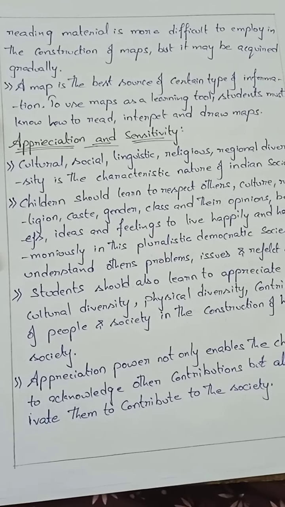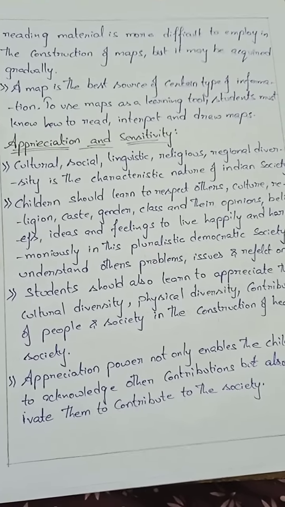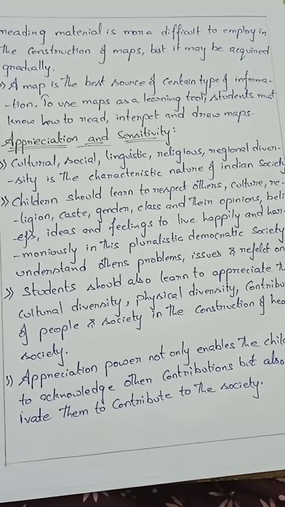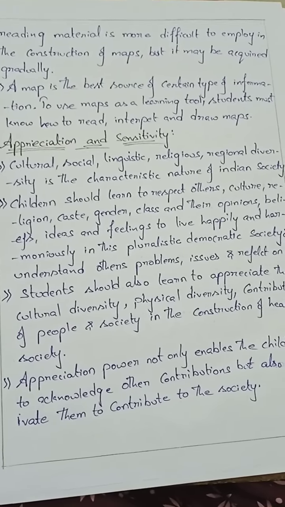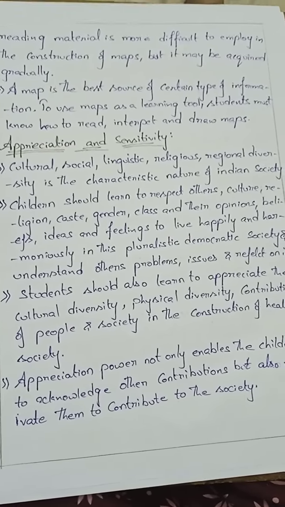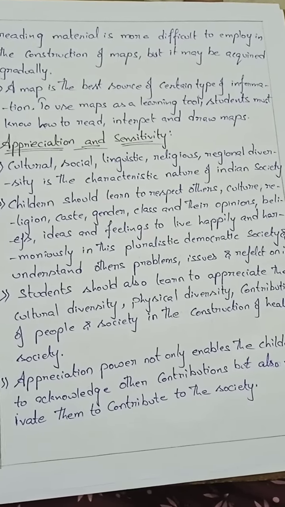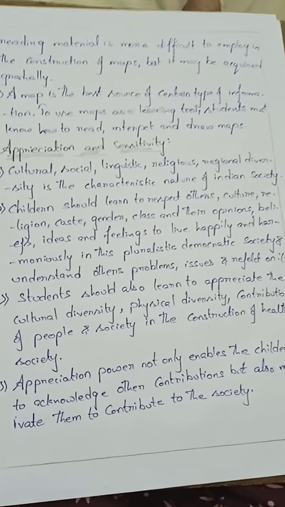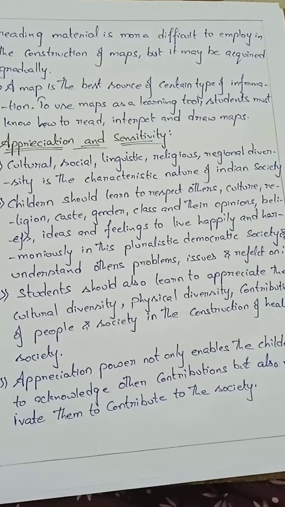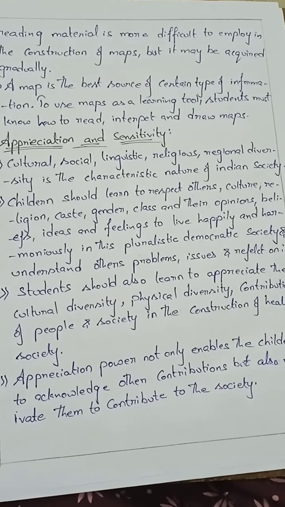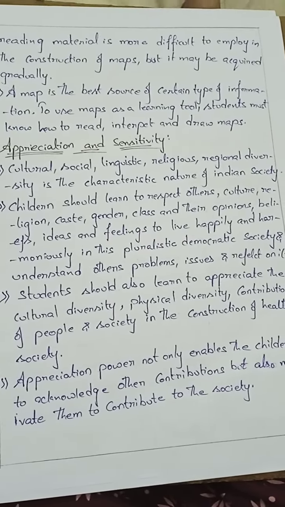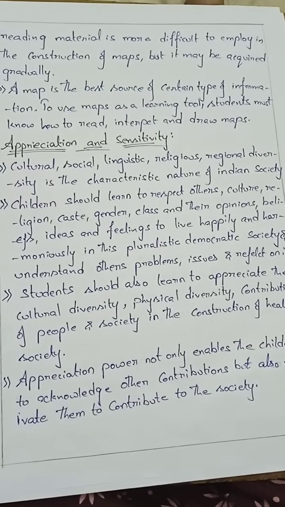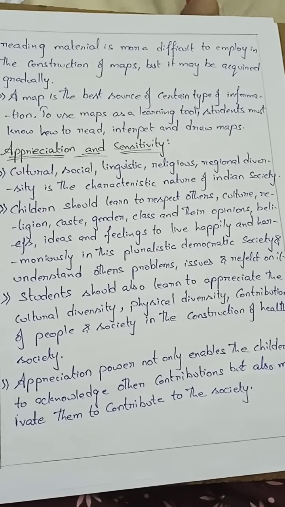Cultural, social, and linguistic regions and regional diversity are the characteristic nature of Indian society. Children should learn to respect others' culture, religion, caste, gender, class, and their opinions, beliefs, ideas, and feelings to live happily and harmoniously in this pluralistic democratic society, and understand others' problems and issues, reflecting on them.